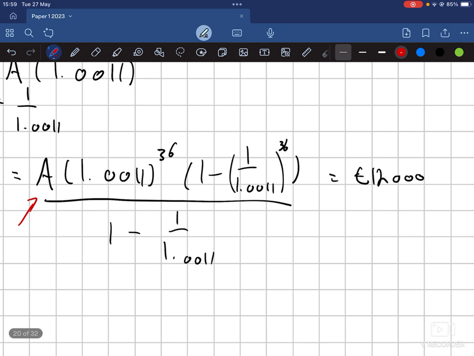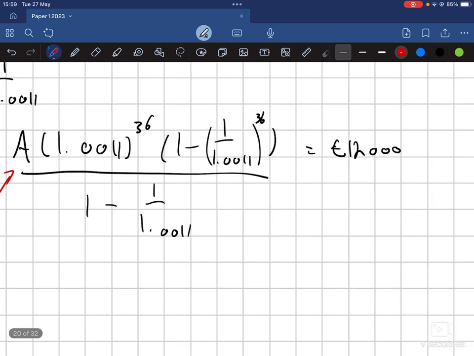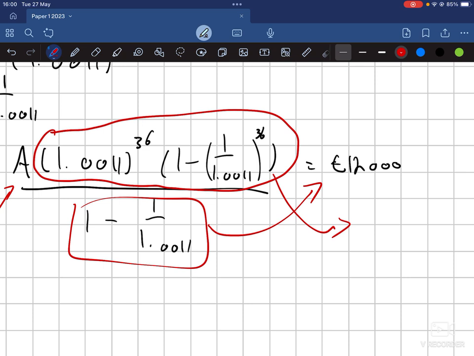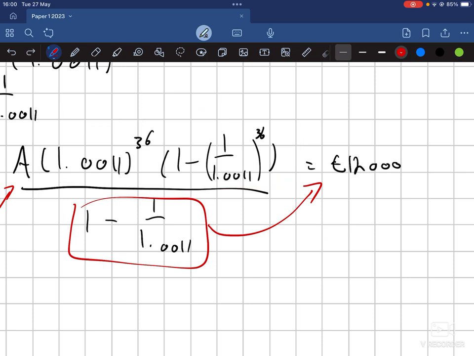So to get A on its own, what you do is you multiply, see this thing here? Multiply 12,000 by that. And then what we do is, see this kind of big thing here? We're going to divide by that. So first we cross multiply. So that's basically the first step. First step I put in the box, cross multiply, and then cross divide. That's all you have to do.